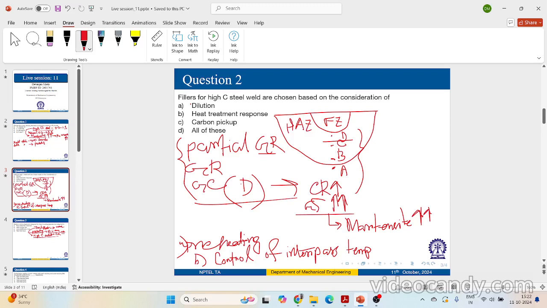So fillers for high carbon steel welds are chosen based on the consideration of what? Will those high carbon steels be chosen on the consideration of dilution of carbon, or how those steels are responding depending on your temperature and time during your heat treatment process, or the carbon pickup percentage, or which one? So the basic sense will be all of these will be important for choosing your fillers, right? How the carbons are getting diluted in your steel material, how the carbons are reacting during your heat treatment process also, what is the composition of carbon pickup, all of those things will be required to understand what should be my filler metal, while considering this high carbon steel.